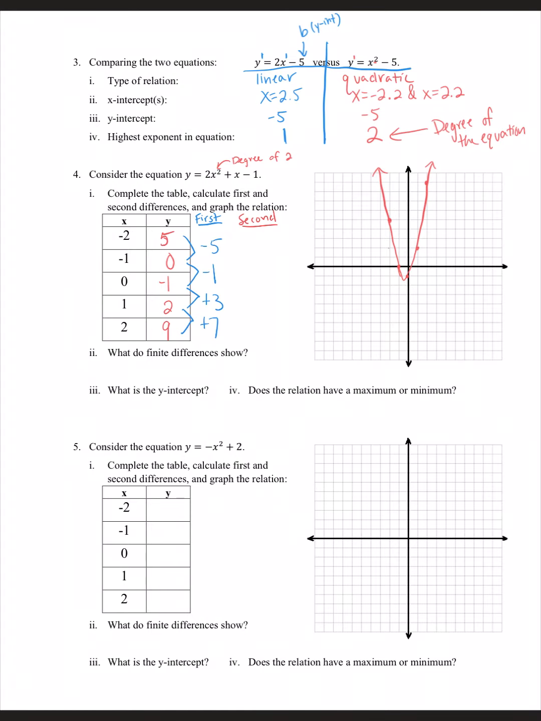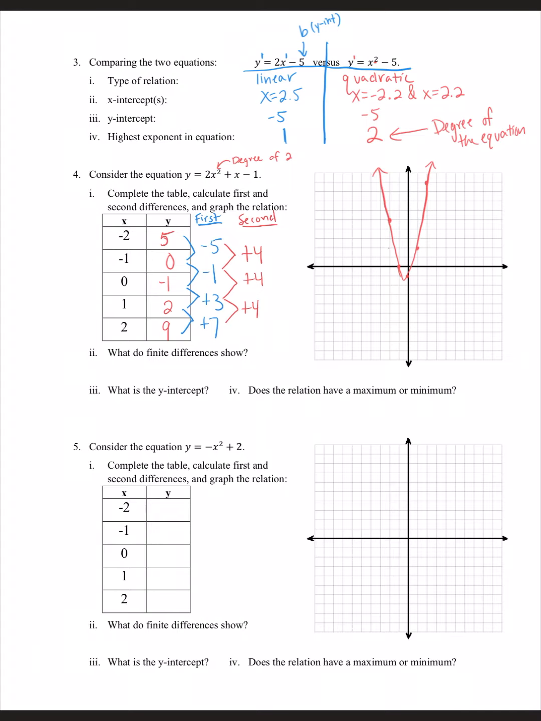Okay, so right now my first differences are showing me it's not linear because my first differences are not the same. So if it's not linear, we might as well just move on and take a look at what are our second differences. So as we compare those first differences, what are the differences between them? So as I go from -5 to -1, that's an increase of +4. As I go from -1 to +3, that's also an increase by 4. And that last one is an increase by 4 as well.